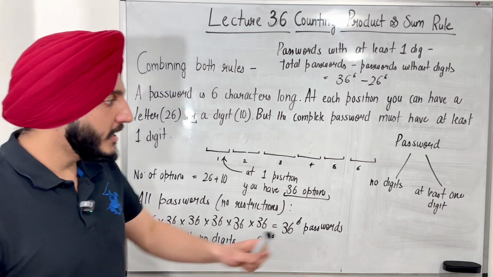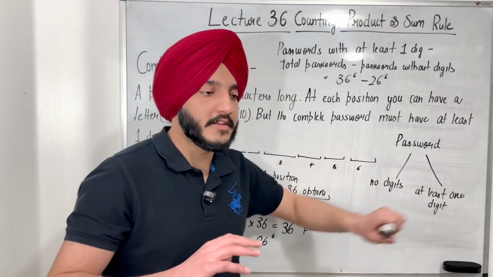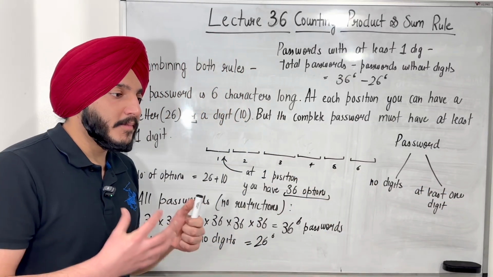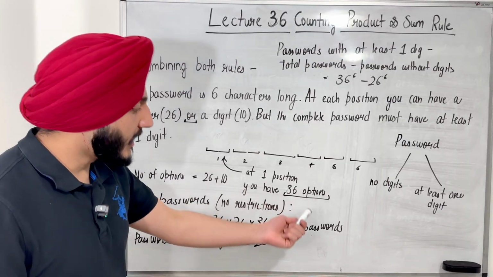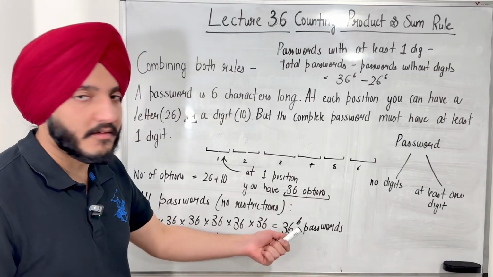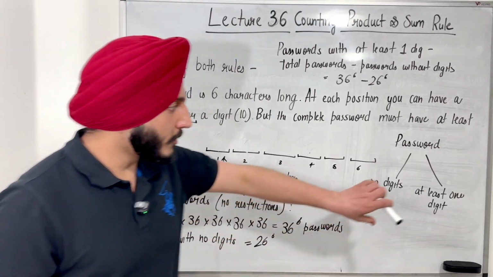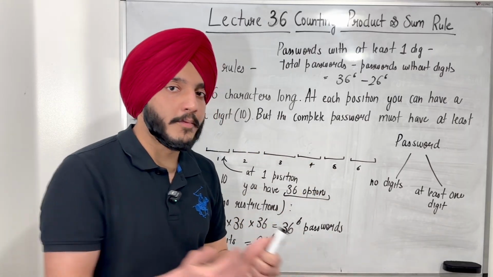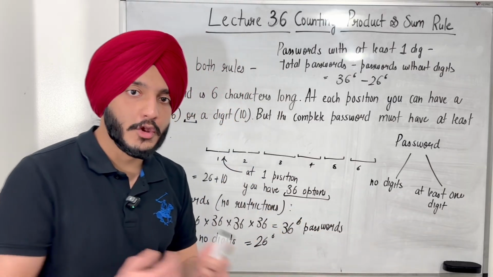Now, instead of trying to directly find the at-least-one-digit passwords, because that's a more difficult problem to solve, what I do is find the total count of passwords, which turned out to be 36 to the power 6, all passwords without any restrictions. Then I figured out the opposite of passwords with at least one digit would be passwords with no digits.